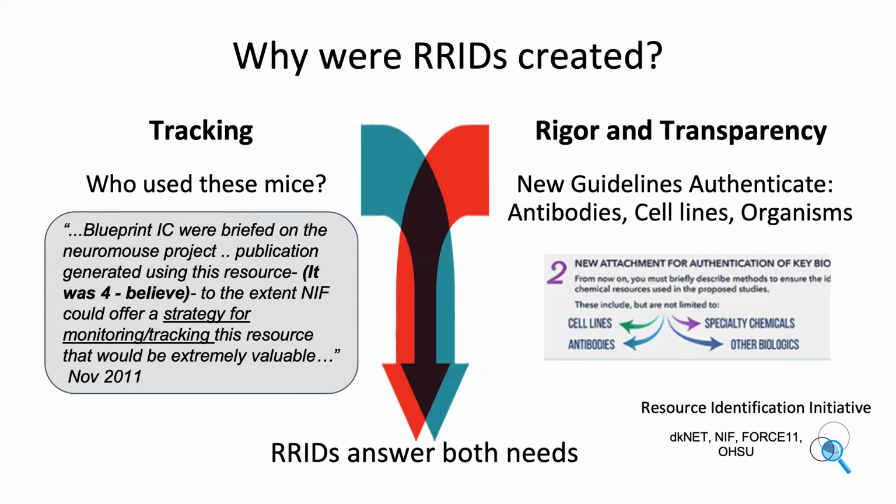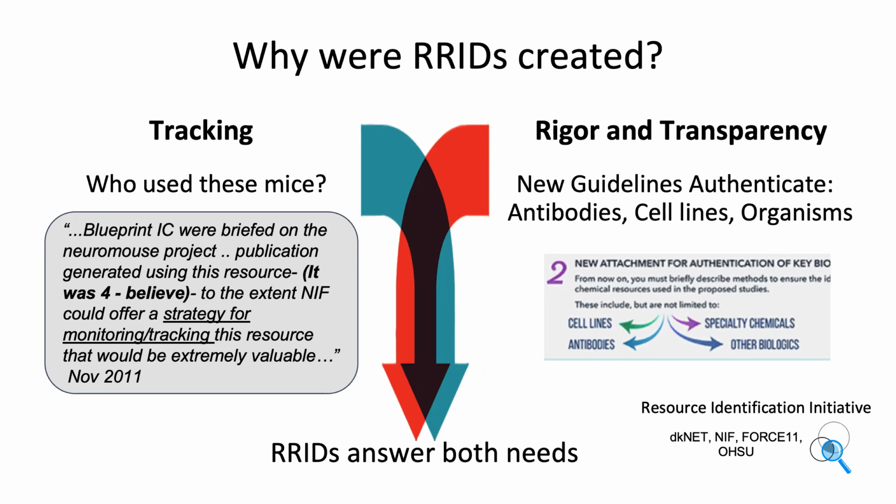And so there were two main reasons for creating these resource identifiers. One was tracking. So for example, who is using this same mouse? If you're doing research using a specific model organism, you can easily find additional researchers and additional publications around that model organism, for example.